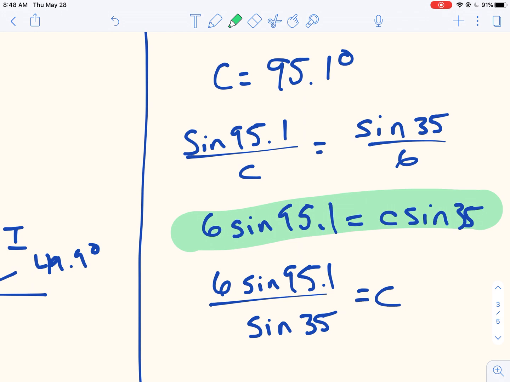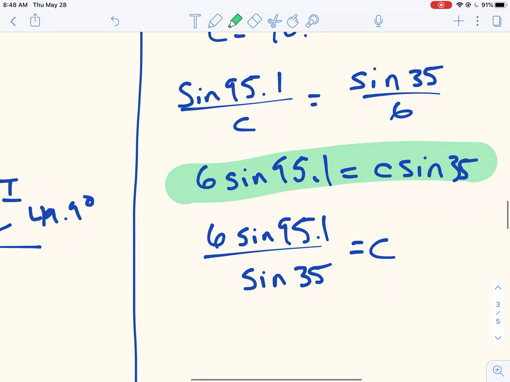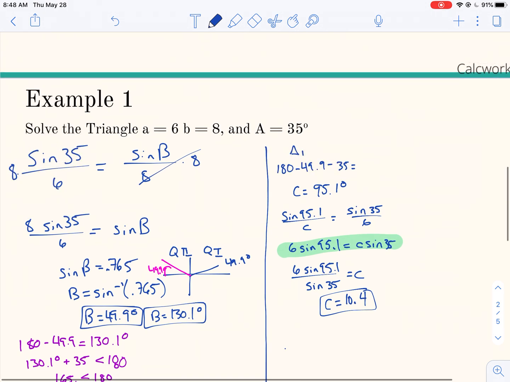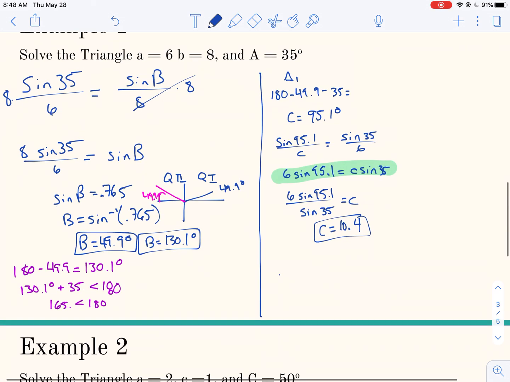I find that C would be equal, still in highlighter, C would be equal to 10.4. I stop and I do a quick little mental check of myself. Okay, in this case, B is larger than A. Gives me a side larger than A. A is my smallest side, gives me a side smaller than B. C is my largest side, gives me something larger than B. Even proportionally, it starts making sense, so I call that good.